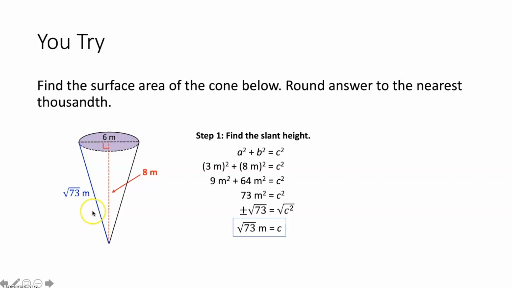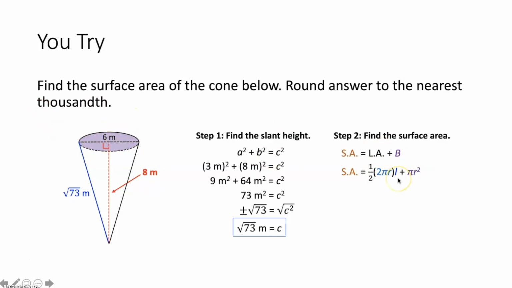Now that we have found our slant height, we can go about filling out our surface area formula. And again, the surface area of a cone formula is surface area is equal to the lateral area plus the area of the base. And remember, lateral area of a cone is going to be 1/2 the perimeter of your base times your slant height. And since our base is a circle, the perimeter of your base is the circumference, which is 2 pi r. And again, because your base is a circle, the area of your base is going to be pi r squared.